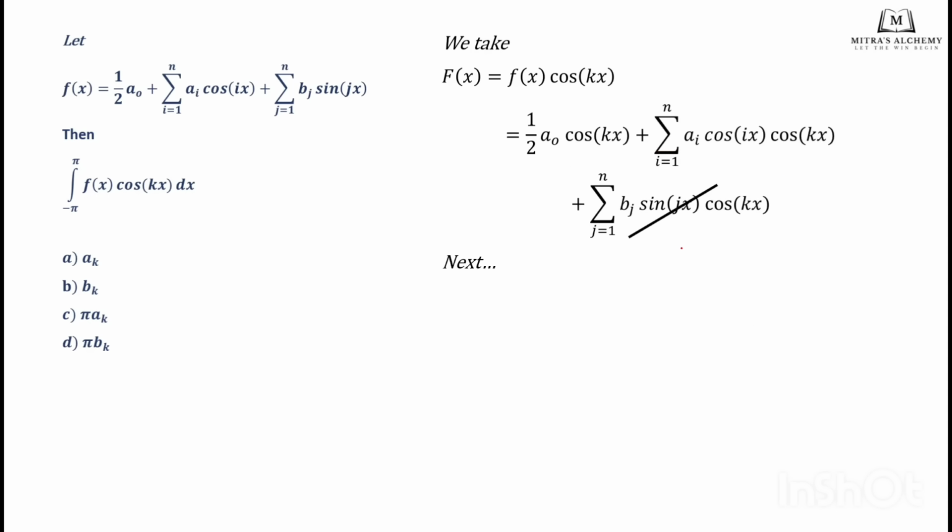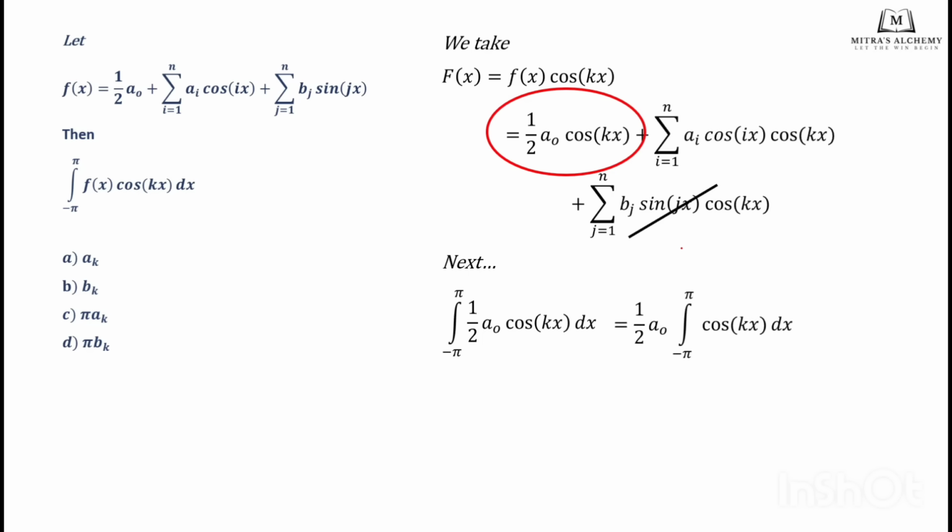Next, we see the first term. Now what happens to it? I take the half a naught directly outside because it's a constant anyway, so I just have to integrate cos kx dx from minus pi to pi. Now what I do? I can make the integral limits from 0 to pi by multiplying a 2 outside. How do I do that? Because cos kx is an even function.